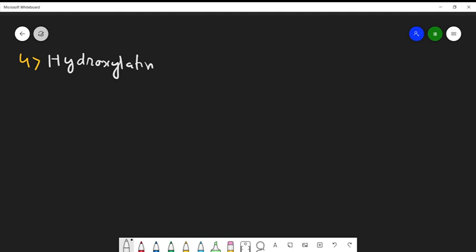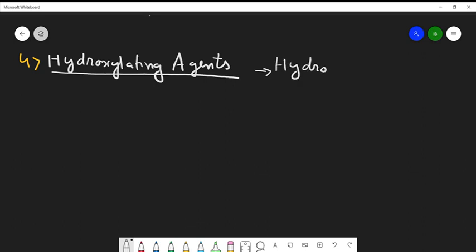Hydroxylating agents. What are hydroxylating agents? These are those chemicals which will result in addition of the hydroxyl groups to the nitrogenous bases. They cause the hydroxylation of the nitrogenous bases, which means the addition of the hydroxyl groups. They will add hydroxyl groups to the nitrogenous bases.